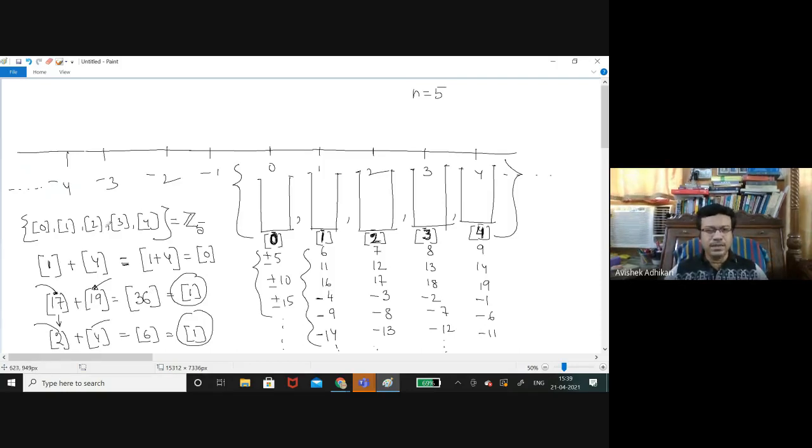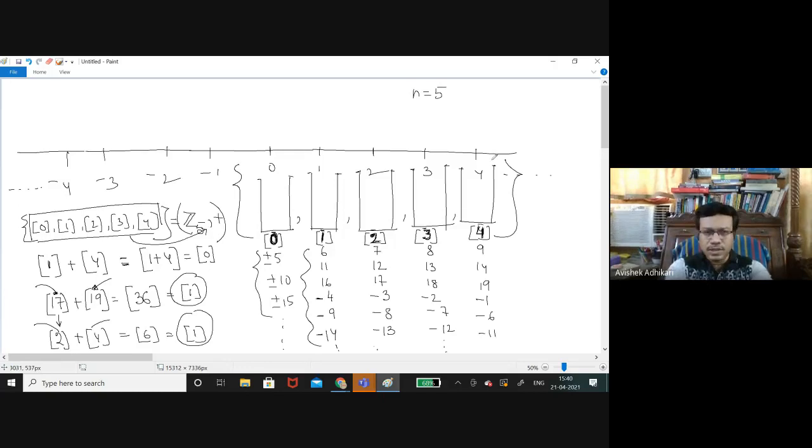So the idea is, instead of considering any element, just have a look at who is the leader of this class, and take any elements from any party members. Just have a look at who is the leader of that party. Just add them up. That will be the result of the individual addition of these individual party members. So it is sufficient to have the party leaders. That's why we have only these leaders, and these leaders are basically forming this group Z5 with respect to this addition I have just defined.